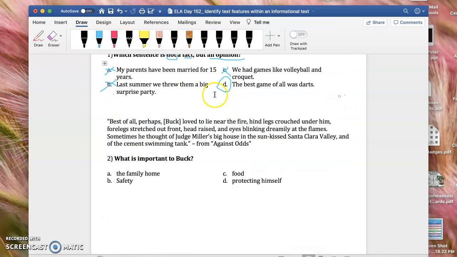I'm reading through these because they were not that long, so we have time to read through them. Best of all, perhaps, Buck, so our character, loved to lie near the fire, hind legs crouched under him. So fire, we know that must be a setting. Forelegs stretched out in front, head raised and eyes blinking dreamily at the flames. Sometimes he thought of Judge Miller's big house, the sun-kissed Santa Clara Valley. I'm sorry, that's not a character, but that is the setting. And of the swimming tank. This is an excerpt from the book Call of the Wild.